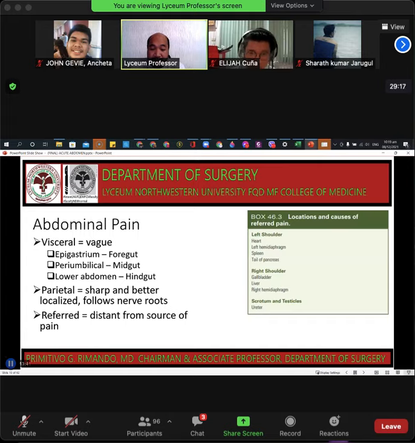And your referred pain is distant from the source of the pain. So for example, if you have a heart condition or an inflammation of your diaphragm or your spleen or the tail of your pancreas, you can actually feel it in the left shoulder. So, my shoulder here is painful, doc. And then the doctor tells you, let's check your spleen. And you might say, oh, this doctor might be stupid, because I said I have a shoulder pain, and now he's trying to do tests on my spleen.